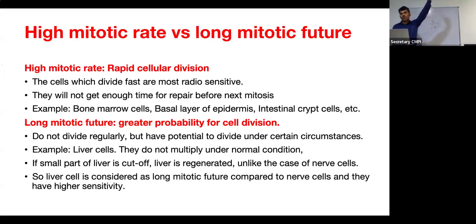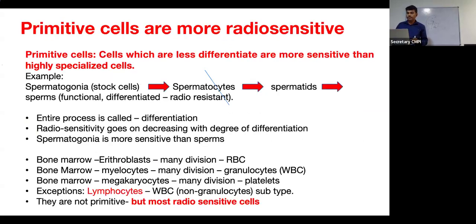Of course, the first place goes to the high mitotic. Then if you compare the liver cells with nerve cells, liver cells are more radiosensitive, because nerve cells are not dividing at all and they don't have any long future division possibility. And the third possibility is primitive cells.